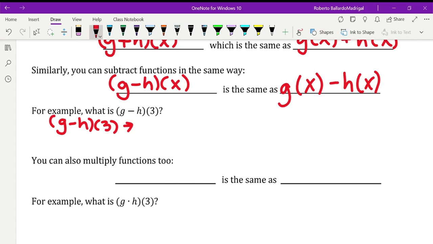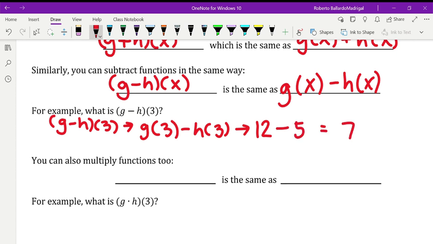Right, so you should have the following. G of 3 minus h of 3. And we found g of 3 was 12. And h of 3 was 5. It's going to be 12 minus 5, which is equal to 7. Thumbs up if you got 7. Cool.